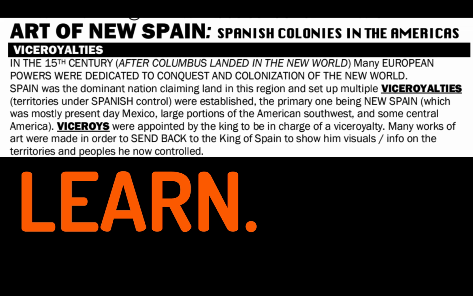So goal number one, learn. In the 15th century, after Columbus landed in the New World, many European powers were dedicated to conquest and colonization of the New World. Spain was the dominant nation claiming land in this region and set up multiple viceroyalties, territories under Spanish control. The primary one being New Spain, which was mostly present-day Mexico, large portions of the American Southwest, and some Central America. Viceroys were appointed by the king to be in charge of a viceroyalty. Many works of art were made in order to be sent back to the King of Spain and show him visuals or info on the territories and peoples he now controlled.